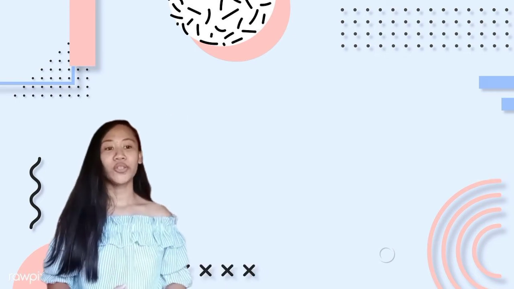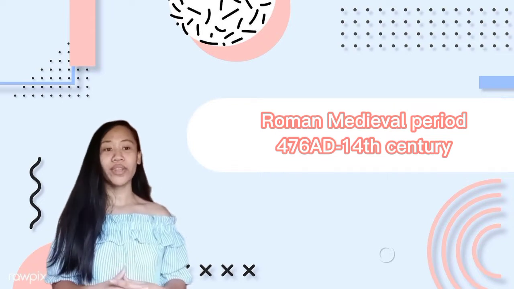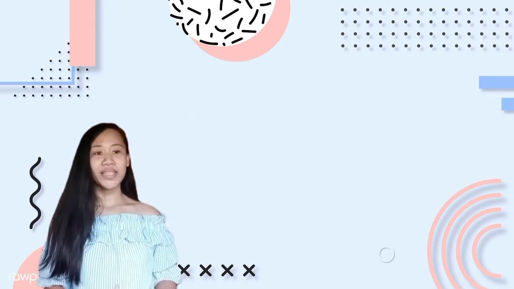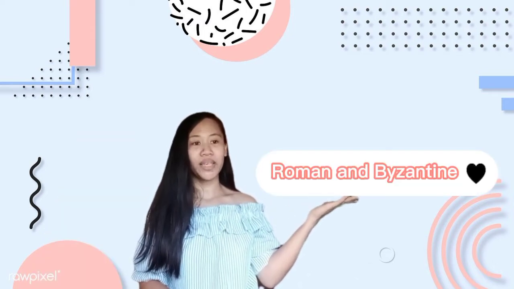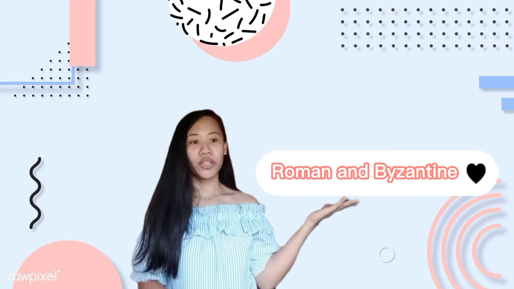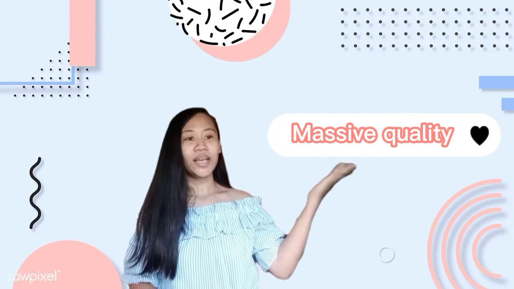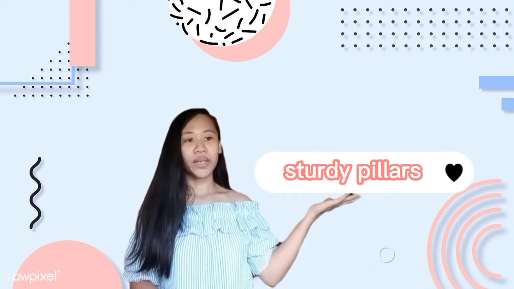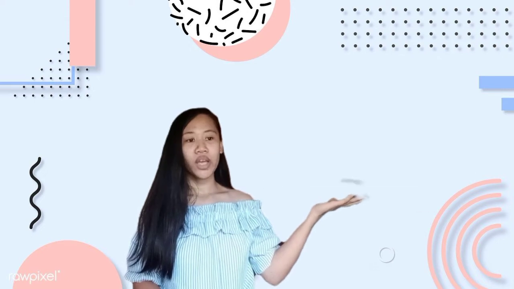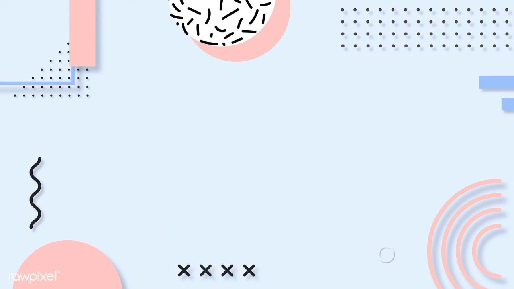Next is the Roman medieval art from 476 AD to the 4th century. It combines the features of the ancient Roman and the Byzantine buildings and other local traditions. It is known by its massive quality, thick walls, round arches, sturdy pillars, barrel vaults, large towers, and decorative arcading.